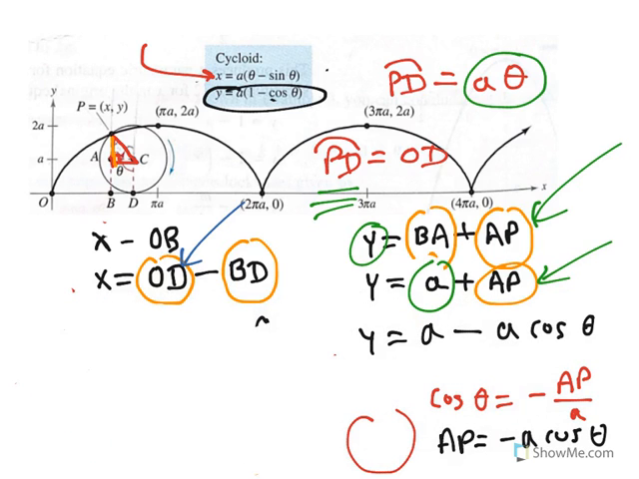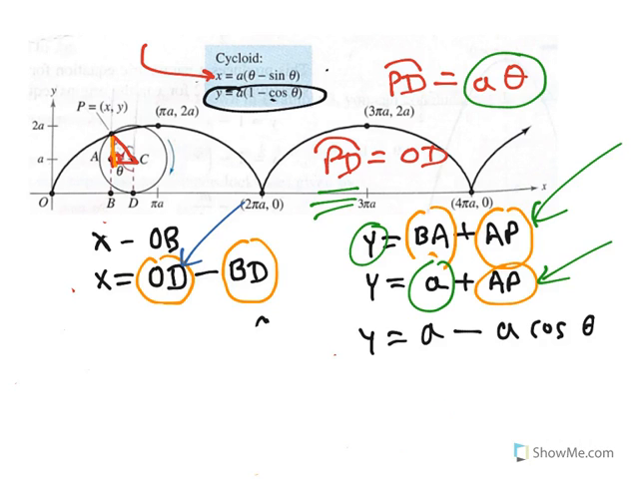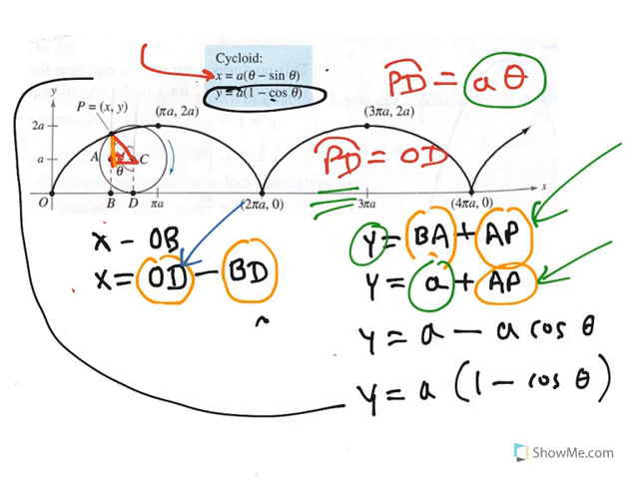And now we can go ahead and simplify that a little bit, and we will get Y is equal to A times 1 minus cosine theta when we factor out A from each term. And of course, that's exactly what you see here. Y is equal to A times 1 minus cosine theta.